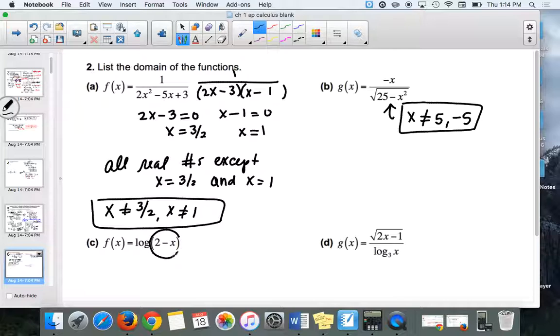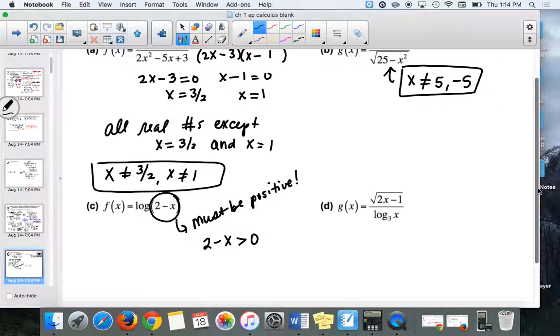So that means that this part, the argument, that's what we call it, the argument, has to be positive, and it can't be 0. So it must be positive. Well, 0 is not positive. Exactly. So I'm going to say 2 minus x has to be greater than 0. So that means 2 is greater than x. In other words, x is less than 2. So you can leave your answer like that. I'm fine with that notation. Or you can write it in interval notation by saying negative infinity to 2.